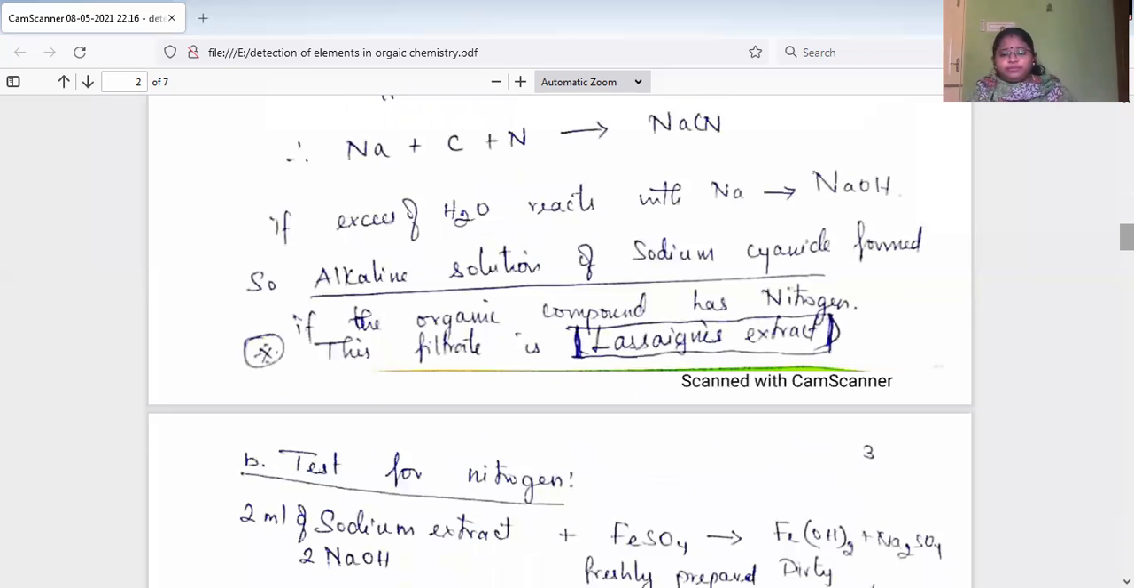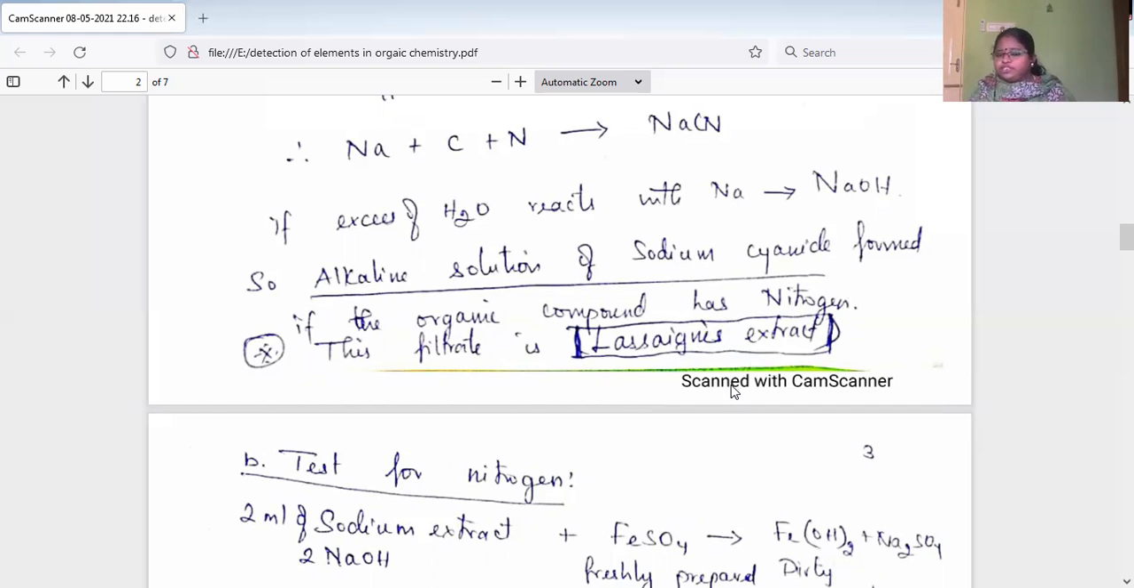Now, what is there in the mixture? Sodium cyanide and sodium hydroxide. That means an alkaline solution of sodium cyanide, because NaOH is an alkali. So NaCN contains NaOH also. This alkaline solution of sodium cyanide is the Lassaigne's extract, right? This is formed if the organic compound has nitrogen.